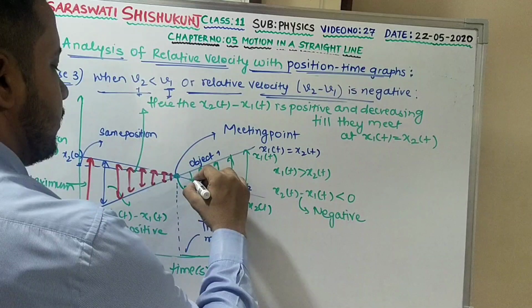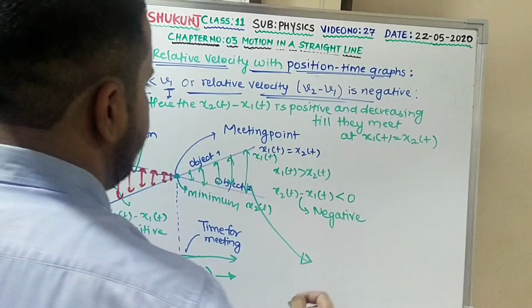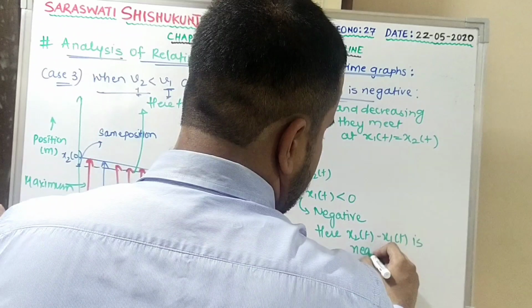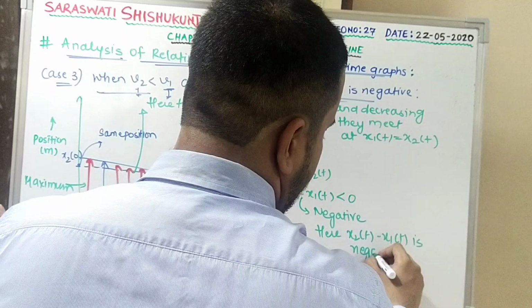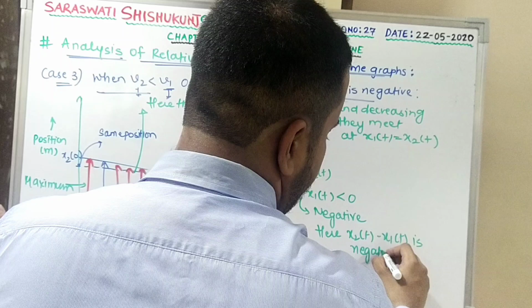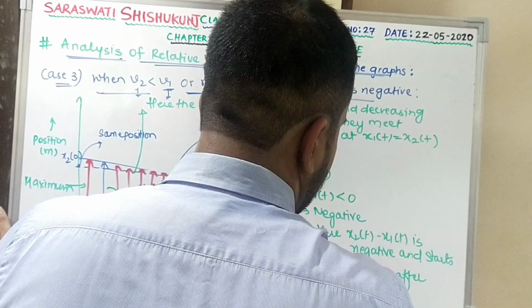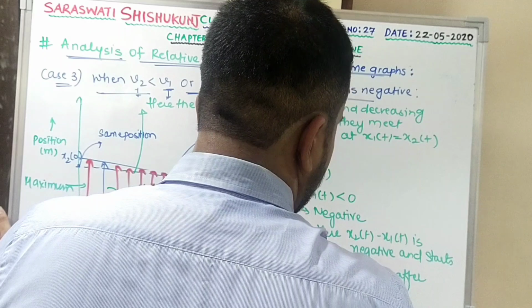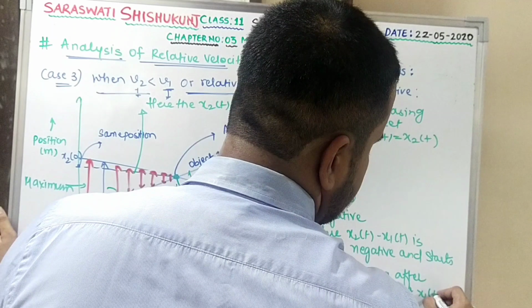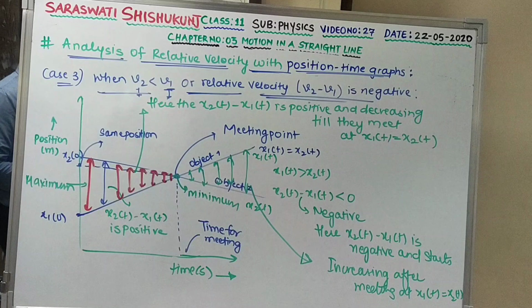You will be able to notice this. Here it was minimum. Now it has started increasing. So here you can write that x2t minus x1t is negative and starts increasing after meeting at x1t equal to x2t. Hope it is perfectly clear.